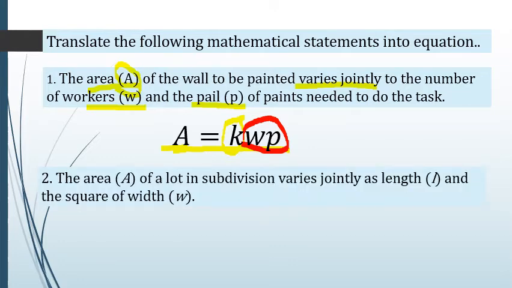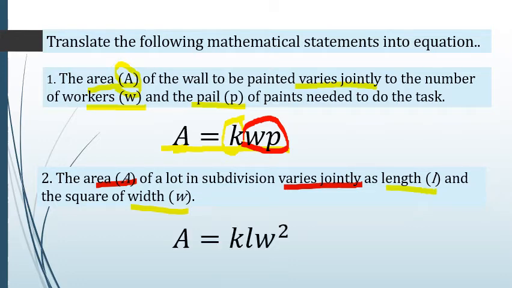Number 2, the area A of a lot in subdivision varies jointly as length L and the square of the width W. Paano natin siya isusulat? So, nandito ulit yung area A. So, ang word ay varies jointly. Then, we have length for L and width W. So, gagawin natin A equals K L W squared.